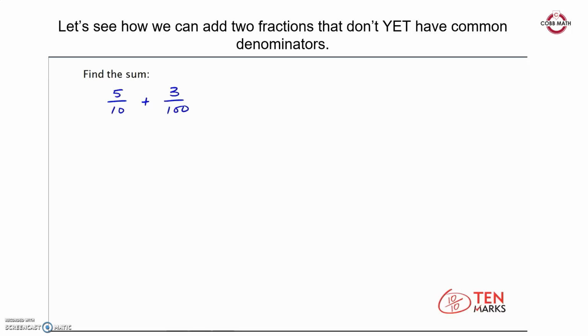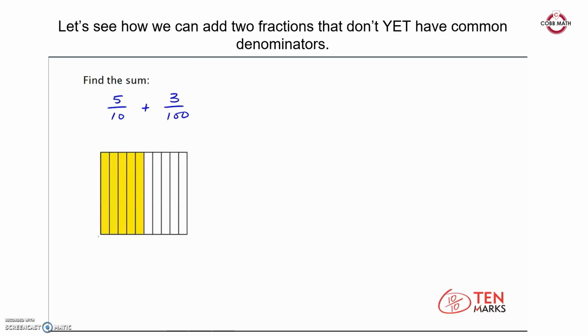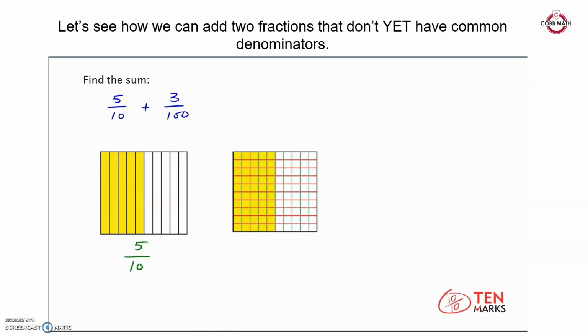So let's look at the tenths grid first. And this is 5 tenths because there are 10 equal parts and 5 of those parts are being used. So here's 5 tenths in the tenths grid. Now let's see what this looks like in a hundredths grid now. Now if you count the number of yellow squares in this hundredths grid, you'll find that there are 50 squares filled in yellow out of a total of 100. So the equivalent fraction of 5 tenths is 50 hundredths.